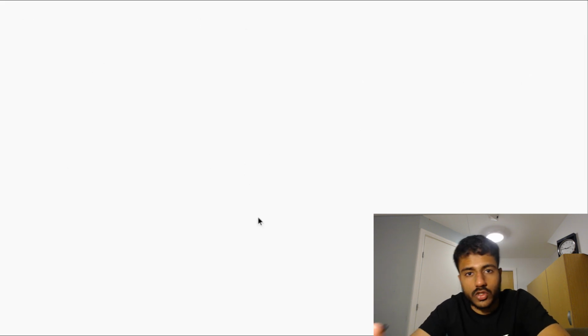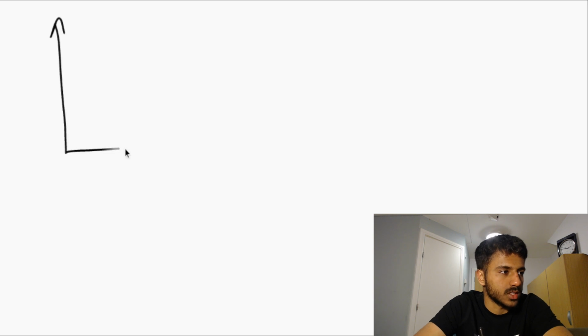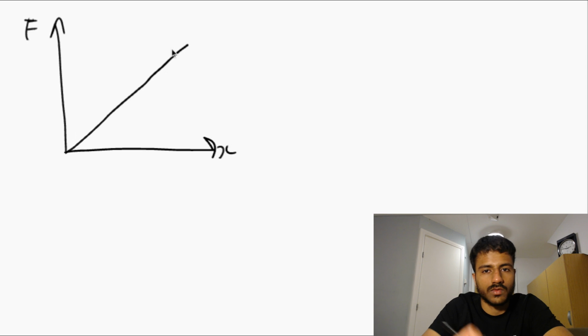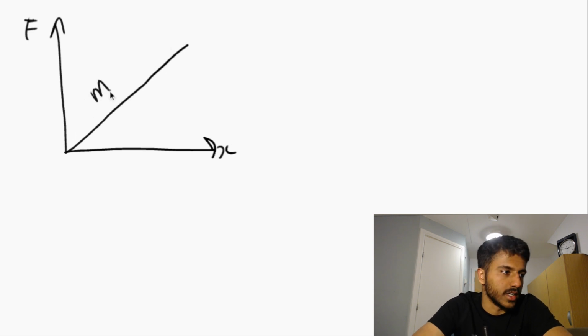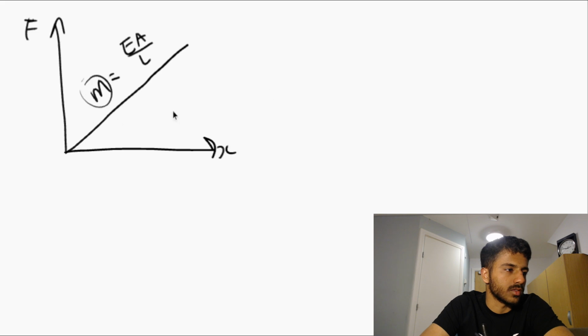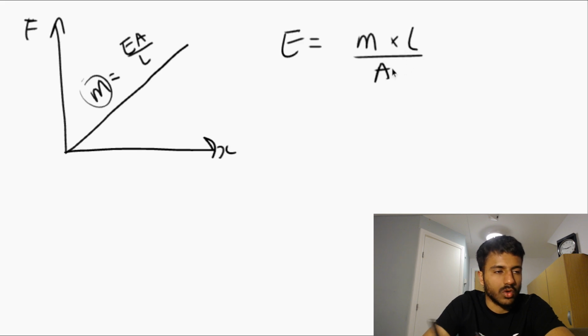So as in the Hooke's law experiment, you'd get a force versus extension graph. And we have just found out that for a force versus extension graph, the gradient is equal to the Young's modulus times the cross-sectional area over the length. So if you were able to work out the gradient of this graph, the Young's modulus will be equal to the gradient times by the original length over the cross-sectional area.